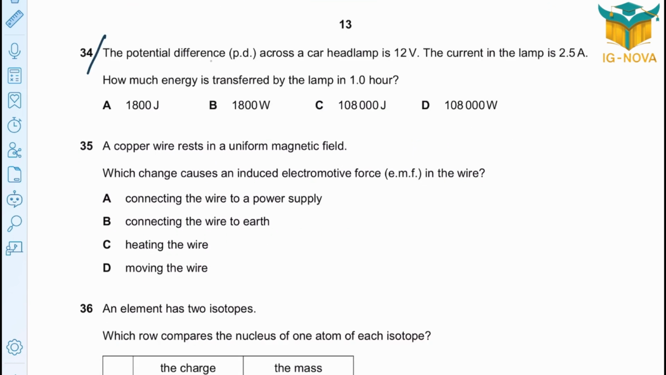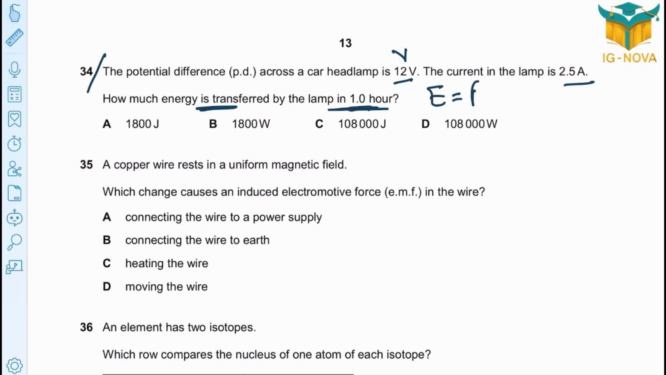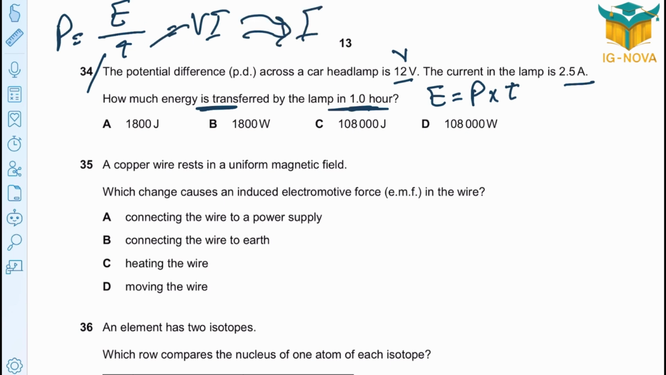Question 34. The potential difference across the car headlamps is 12 volts and the current is 2.5. How much energy is transferred by the lamp in 1 hour? We ask about energy. The only rule linking energy and time is E equals P times T. Power times time. Power is the energy over time, and at the same time, power equals VI. For that, by cross multiplication, we can find the energy: E equals VIT.